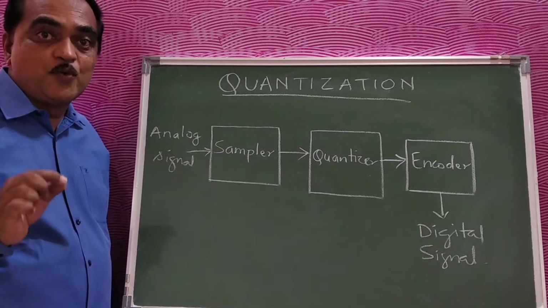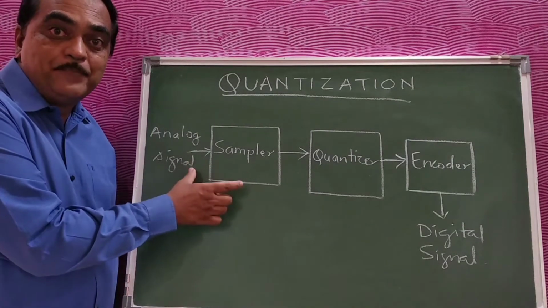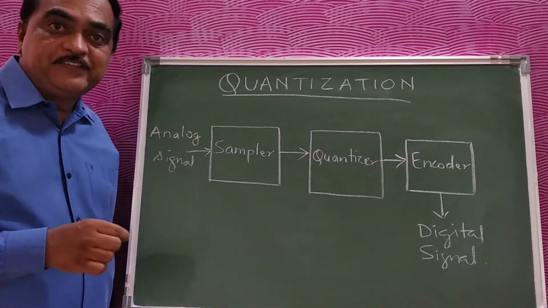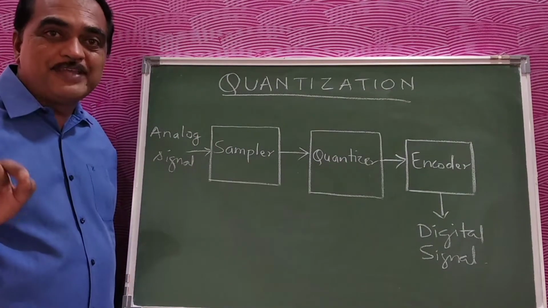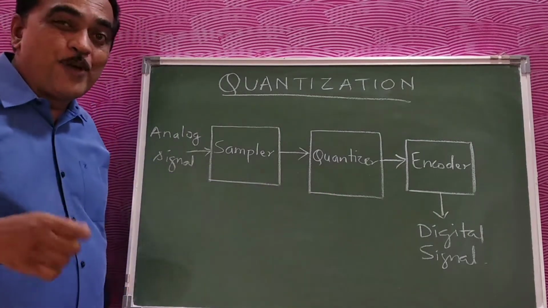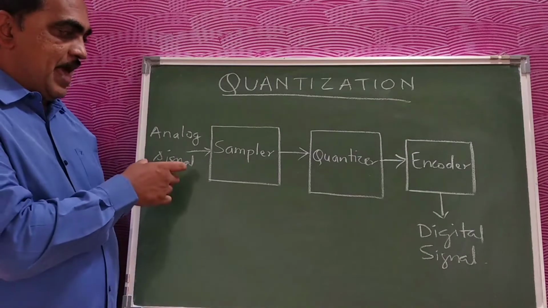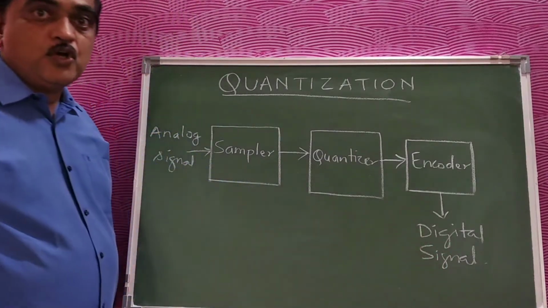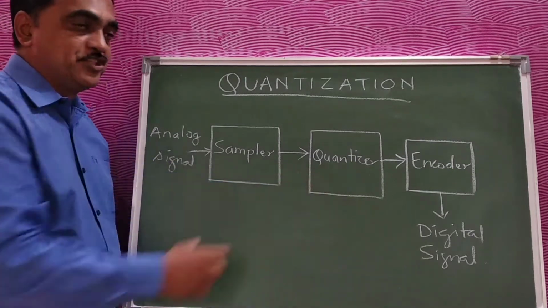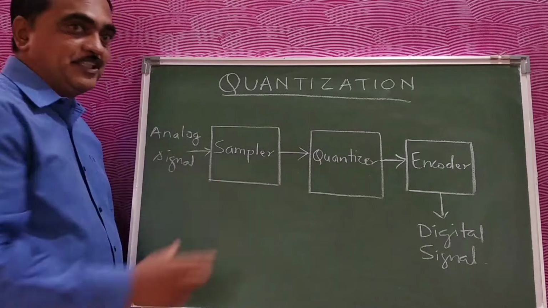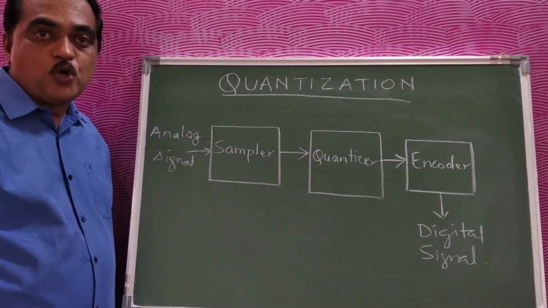will be made into a fixed standard value by the quantizer. The quantizer will make those random amplitude values of the samples into known standard fixed levels of amplitude. Then those fixed amplitude levels, whatever value you get, will be converted into digital data by the encoder, and hence we can say that the analog signal is converted into a digital signal, or binary data, by these three processes. In this, sampling and quantization are important, and what we actually do in quantization is what we have to see in today's topic.